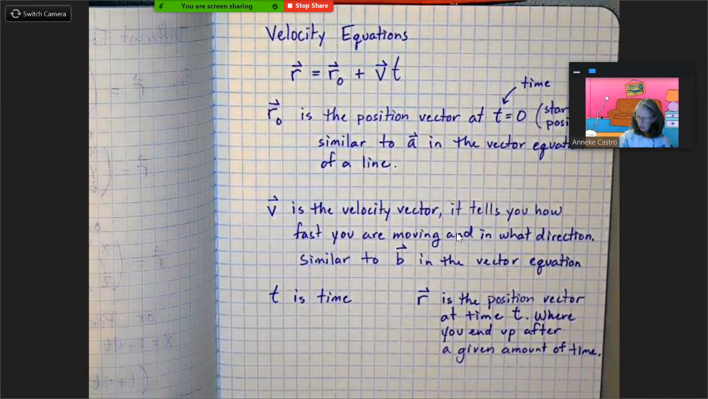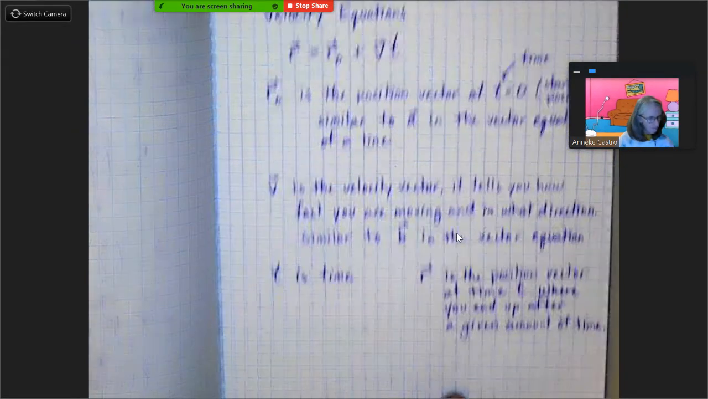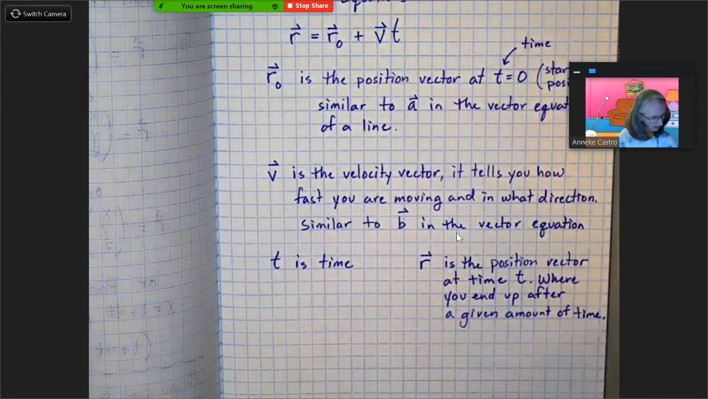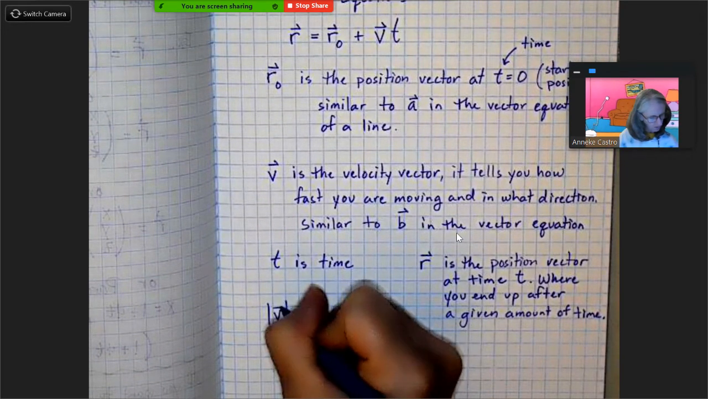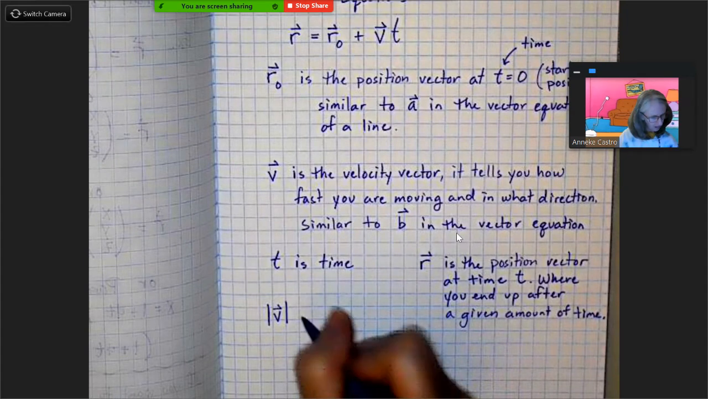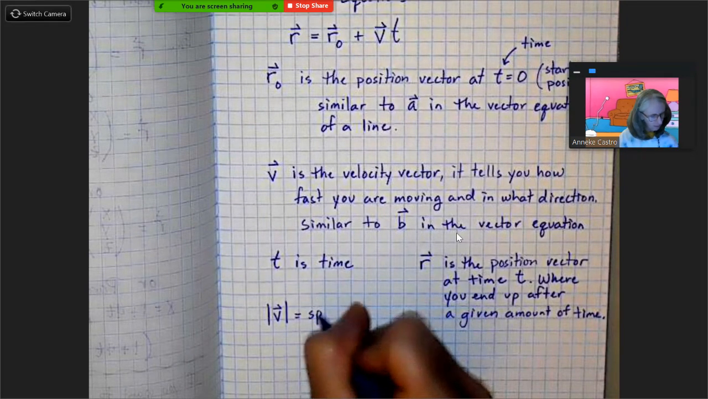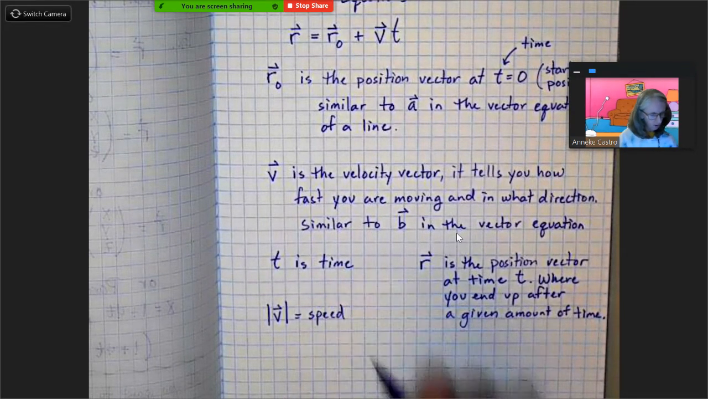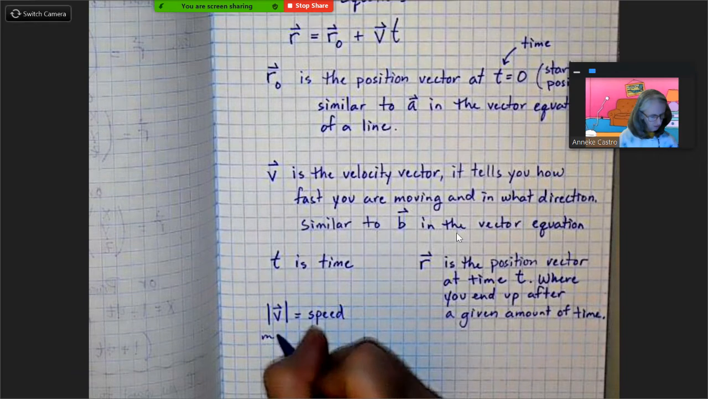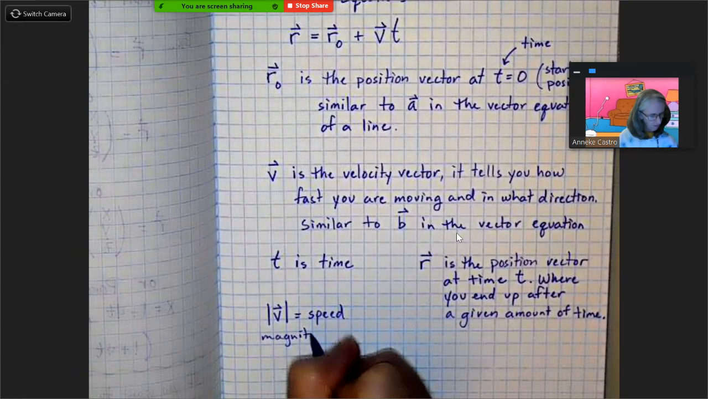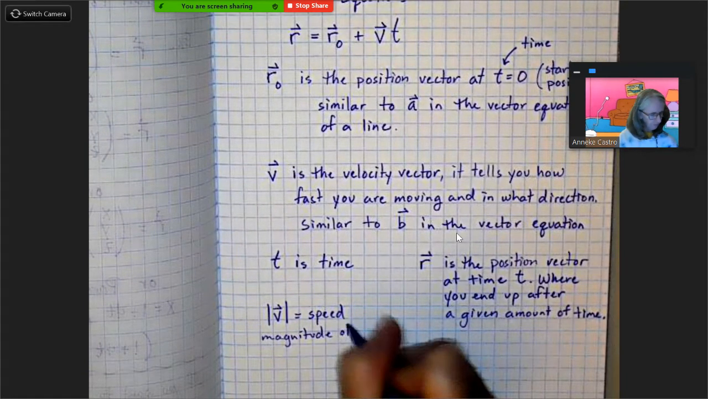Okay. All right. If you take the magnitude of the velocity vector, that will give you speed. So the magnitude of the velocity vector, that gets you the speed, like miles per hour, kilometers per hour, meters per second. Okay. So this is the magnitude of the velocity vector.